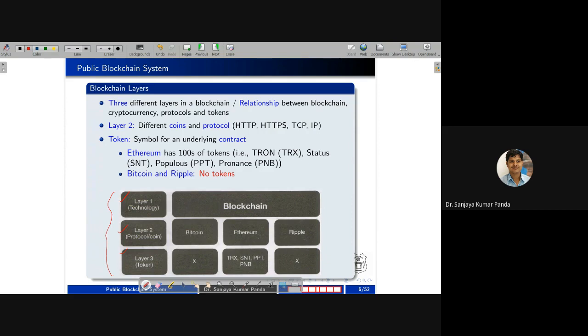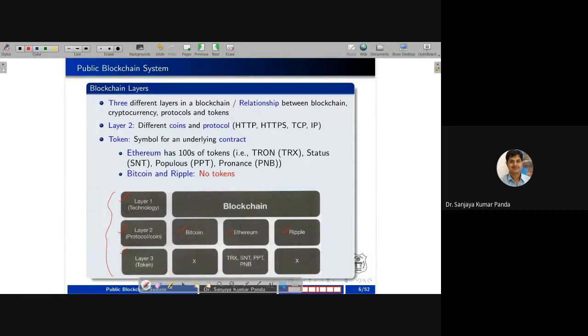Now, if you come to layer 2, what do we have? We have Bitcoin, we have Litecoin, we also have Ethereum, we have Ripple. So these are the different cryptocurrencies, right? Which are very popular. It is not the complete list. You can find a lot of coins and cryptocurrencies out there.